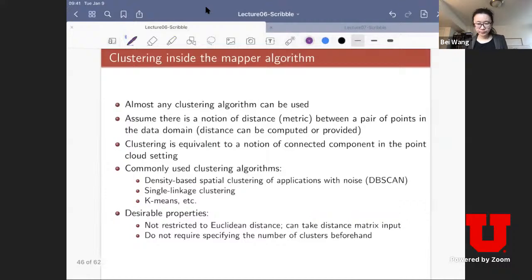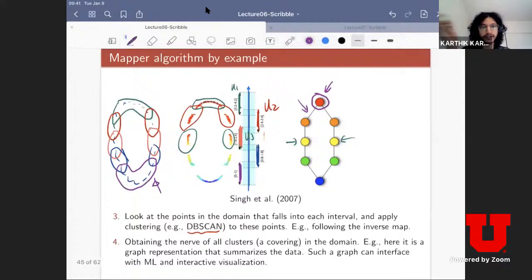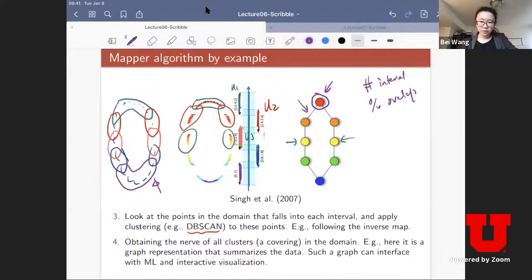Okay. I have a question. Yeah. The U1 through U5, the intervals, yes. Were they manually defined by the user, or did mapper figure out those intervals? No. They are defined by the user. This is one of the parameters people choose. And the classic choice people like is for the number of intervals to be of uniform length, right? So there are really two parameters in this. One is the number of intervals, and the other is the percentage of overlap. Right? Okay. Yeah. It is user defined.